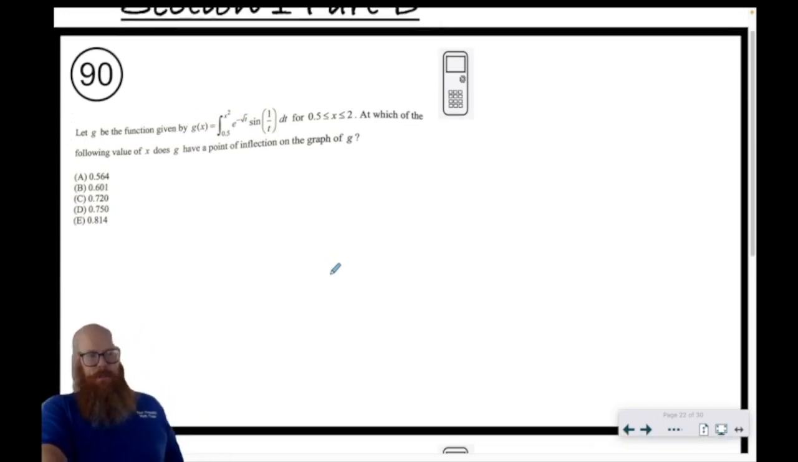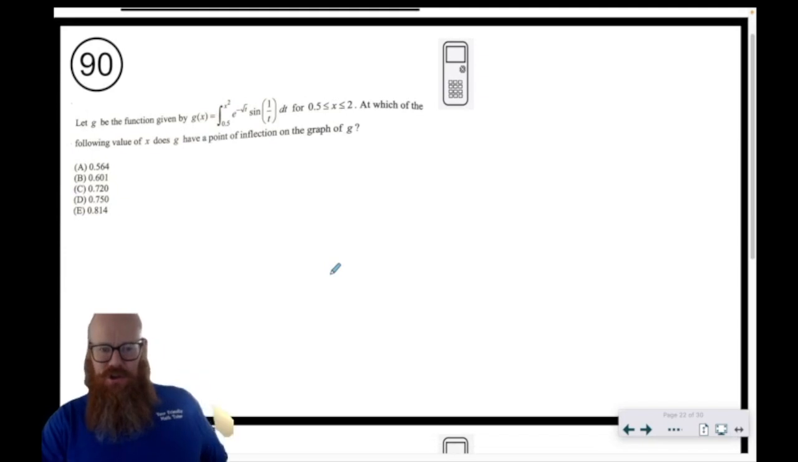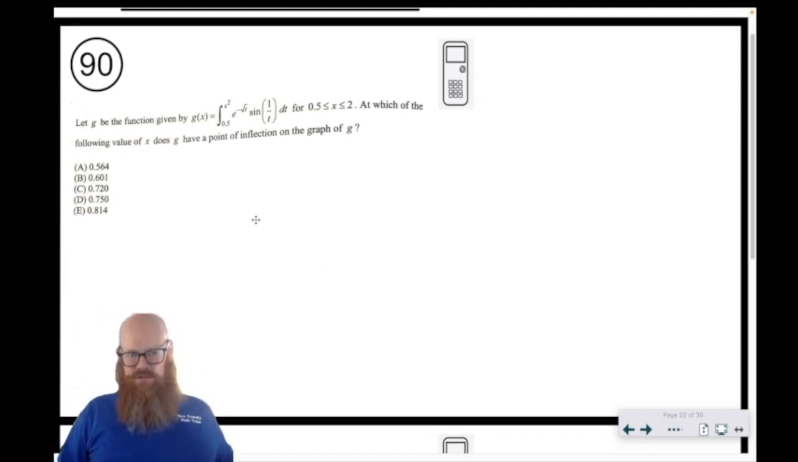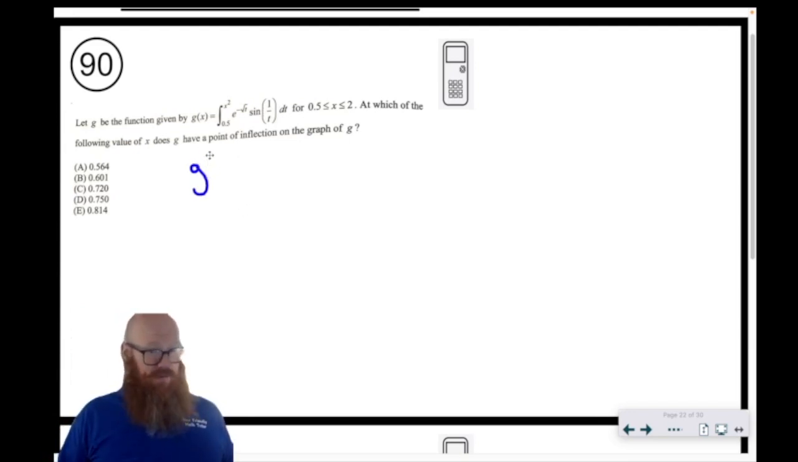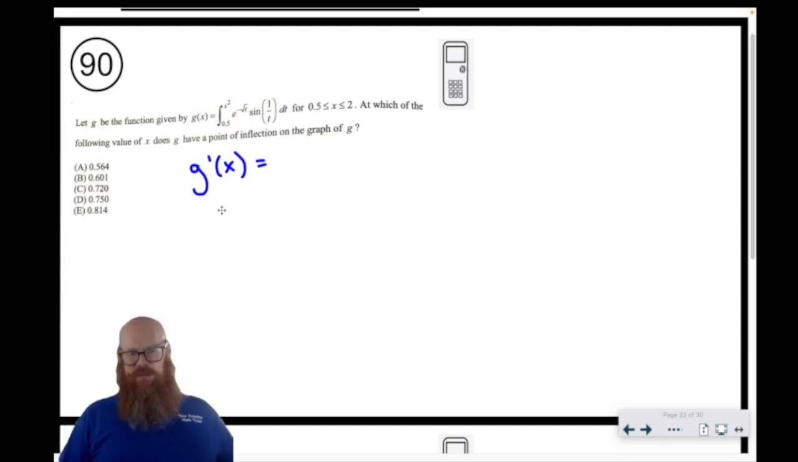All right, number 90. So, g is this integral. Which of the following does it have a point of inflection? So, let's take the derivative first. Yeah, let's do the derivative because I don't want to plug this in. So we're going to do the derivative. So this is the second fundamental theorem of calculus, the derivative of the integral. They kind of cancel out.